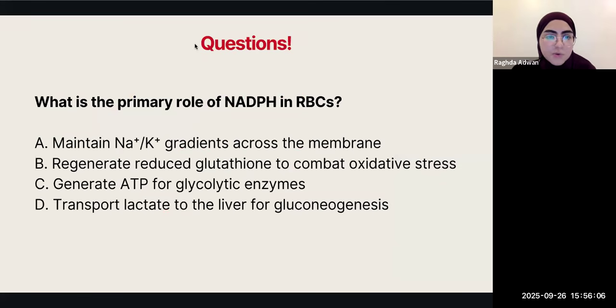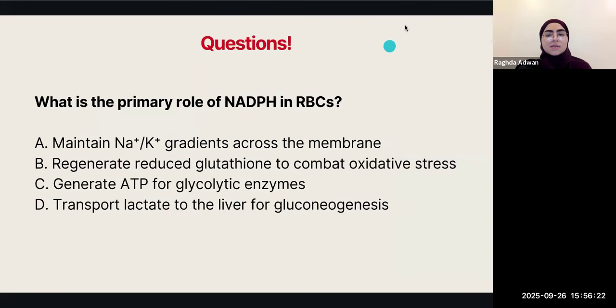Do you guys want to solve some questions? It's a very simple question. What is PEP? Don't worry about it. It was in the table from the lecture, but it's a part of glycolysis that you don't need to know right now. You'll take glycolysis later.